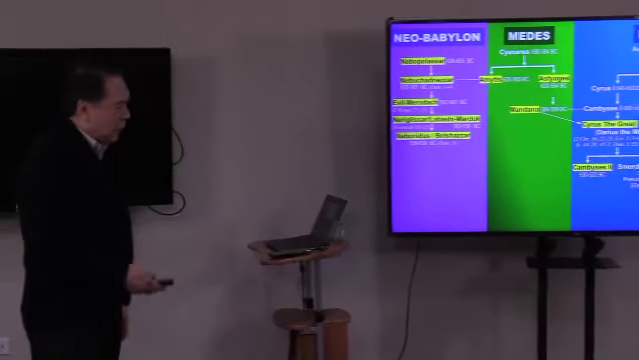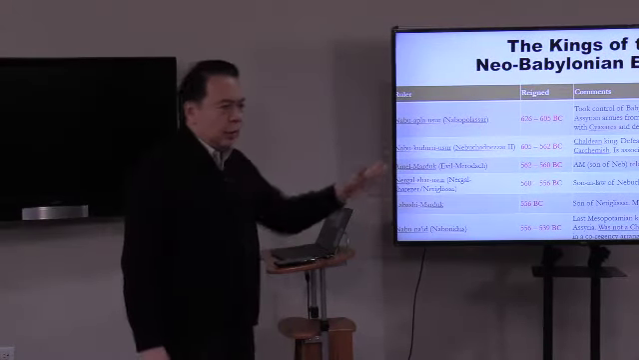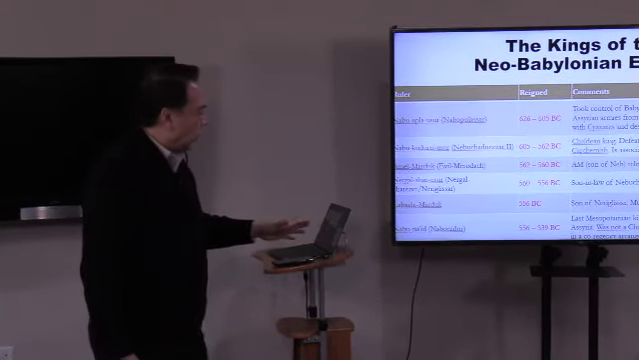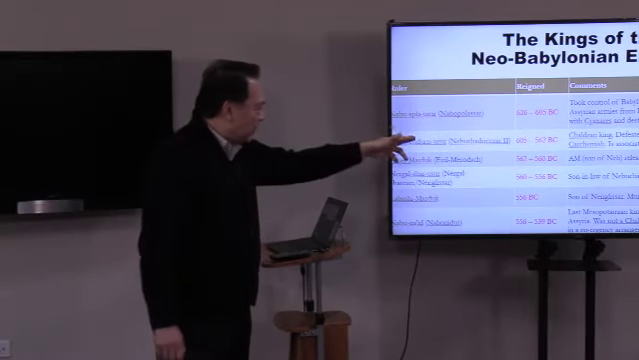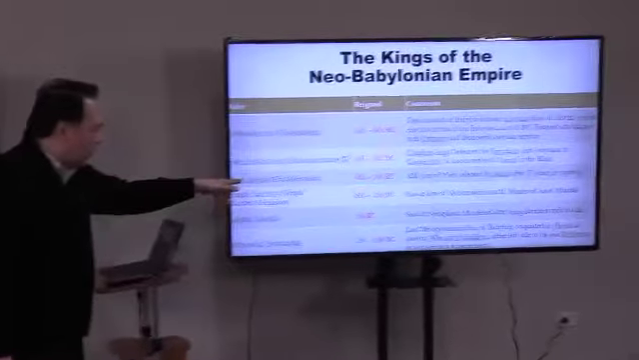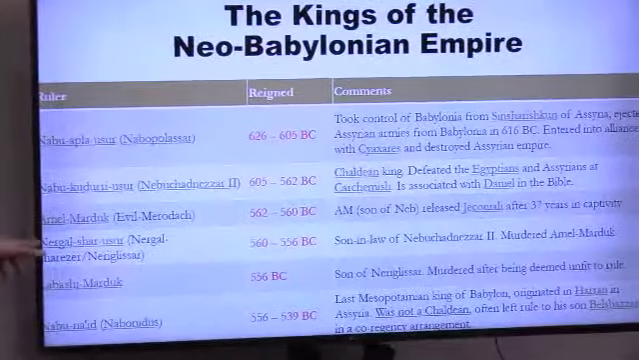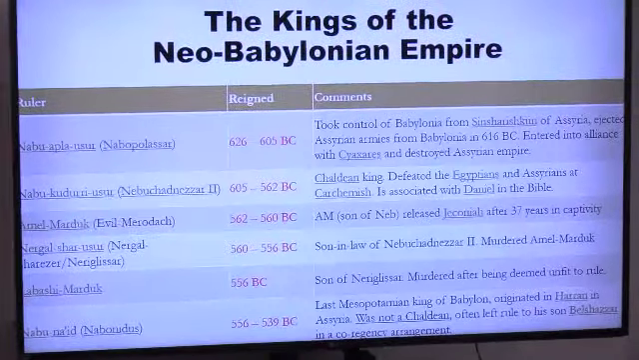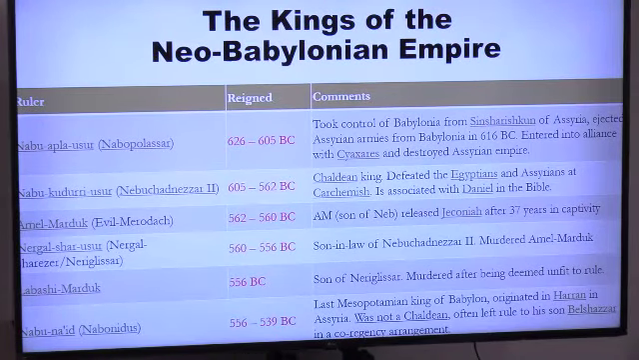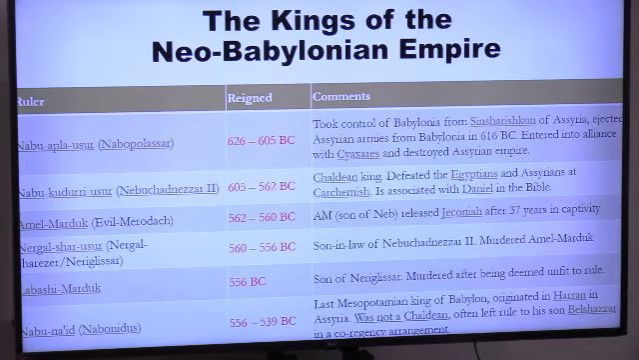Let's expand on this some more. These are the breakdowns of the kings. I thought I gave this during our intro to Daniel. You got Nabopolassar, okay? Nebuchadnezzar comes into the picture. Amel-Marduk comes in, and then Neriglissar comes in, which is the son-in-law of Nebuchadnezzar. He murdered Amel-Marduk in order to take over the throne via marriage. And then Labashi-Marduk, which is the son of Neriglissar, was murdered after being deemed unfit to rule.